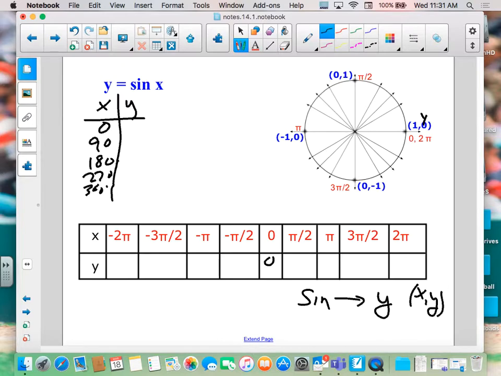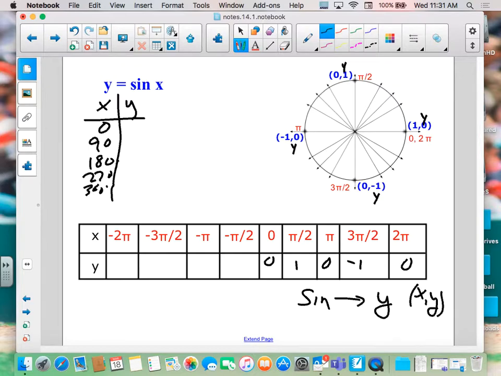When you get to pi over 2 or 90 degrees, sine is up here at 1. When you come around to pi, sine is back to 0 already. When you get down here to 3 pi over 2, it's negative 1, and back to 2 pi is 0. 0, 1, 0, negative 1, 0. So you can see it repeats, and it's got patterns again.